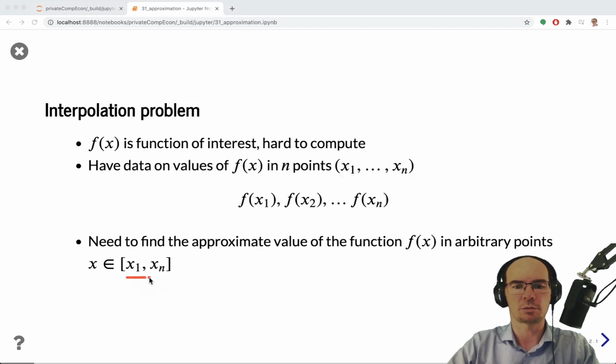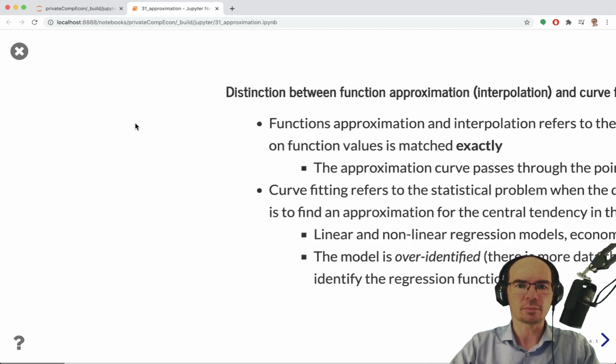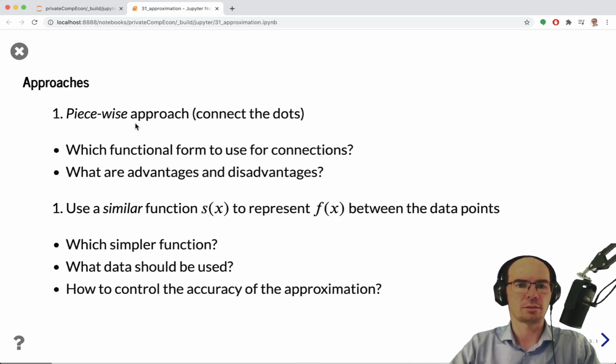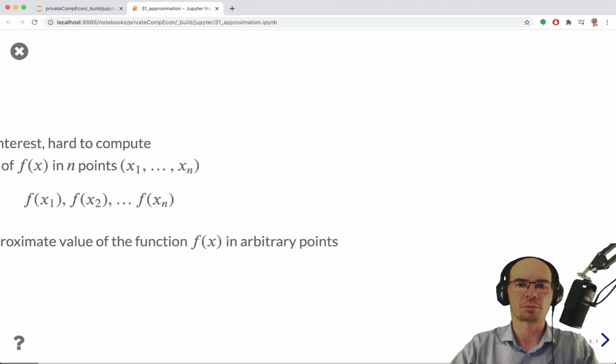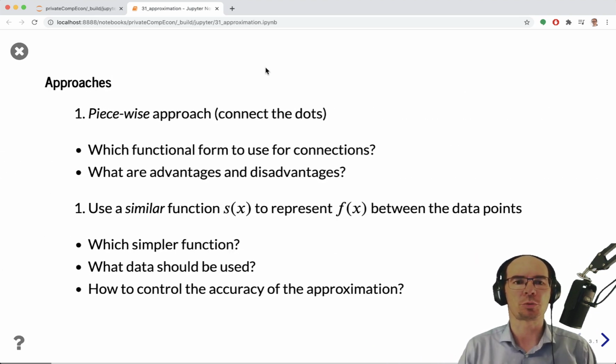And you can already notice that this x1 and xn play an important role as the boundaries for the interval where we want to be able to compute f of x. And this is related to the interpolation term. In the extrapolation case, we may have to somehow come up with the values outside of those boundaries.